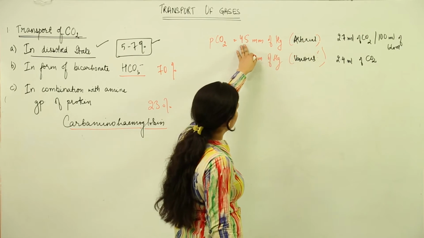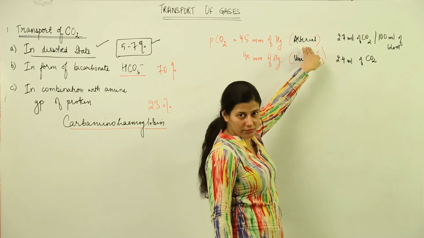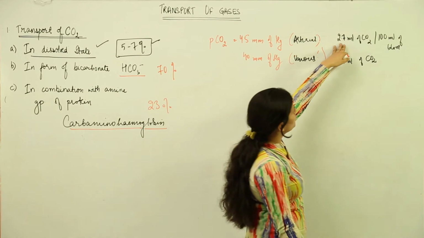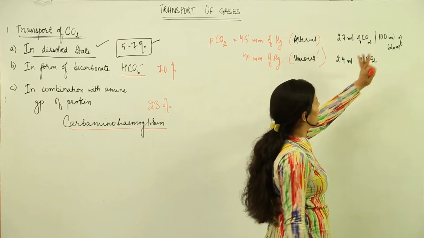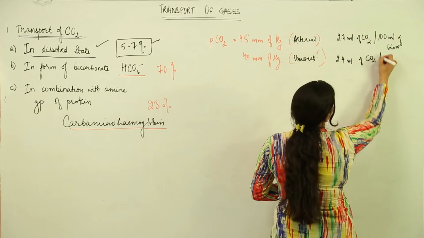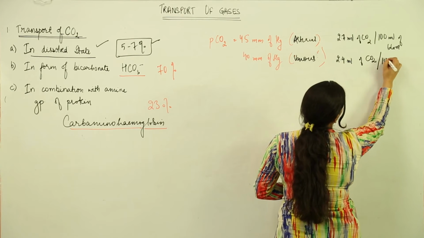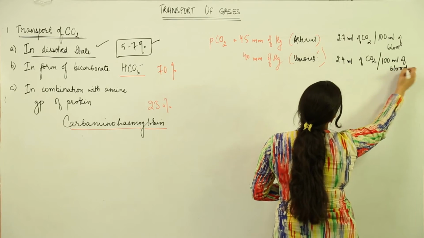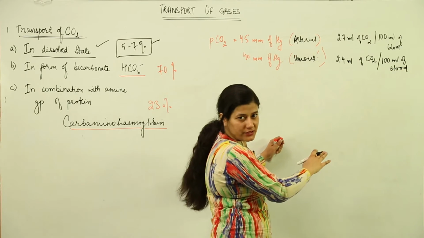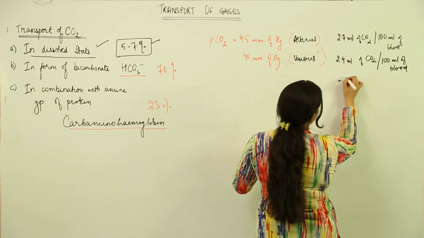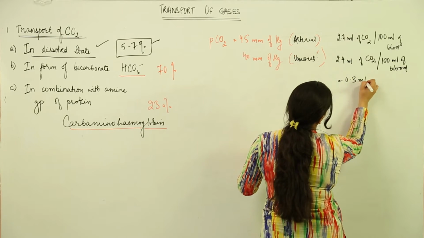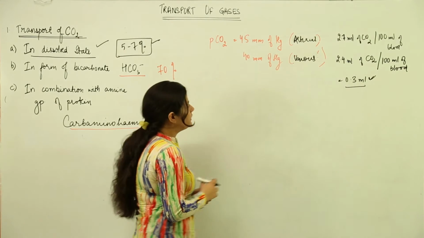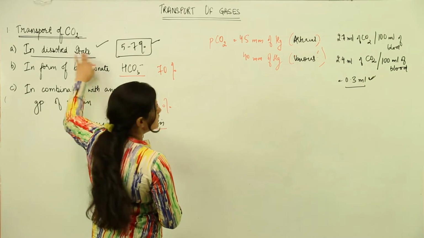Now what I am trying to tell you is this is 45 mm of mercury for venous blood, this is 40 mm of mercury for arterial blood, which is 2.7 milliliter of carbon dioxide per 100 milliliter of blood, and here it is 2.4 milliliter. Now you see how much carbon dioxide is being delivered. This is around 0.3 milliliter of carbon dioxide delivered per 100 milliliter of blood in the dissolved state.